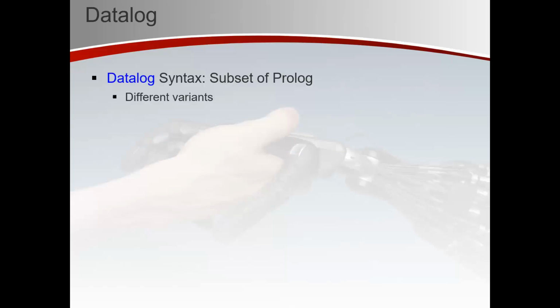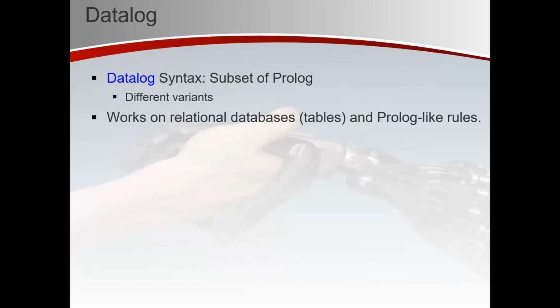Datalog has a syntax that is a subset of Prolog. Unfortunately, it does show many different variants. So if you have two Datalog implementations, they will most likely not have the same syntax. They work on relational databases, that means tables, and Prolog-like rules. So we have this kind of table-based relational database, and we have rules that pretty much look like Prolog rules to access this database.